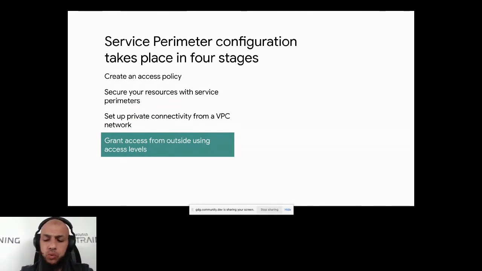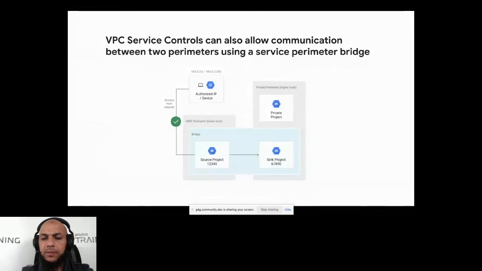And the other thing that you can do also is have what we call a perimeter bridge. So if you have multiple projects that are protected with the service perimeter, and you want them to talk to each other, you allow that traffic by creating a perimeter bridge. A perimeter bridge can be used to enable communication between projects in different service perimeters. So let me just bring in here, if I may, a quick demo of this, just to illustrate that.